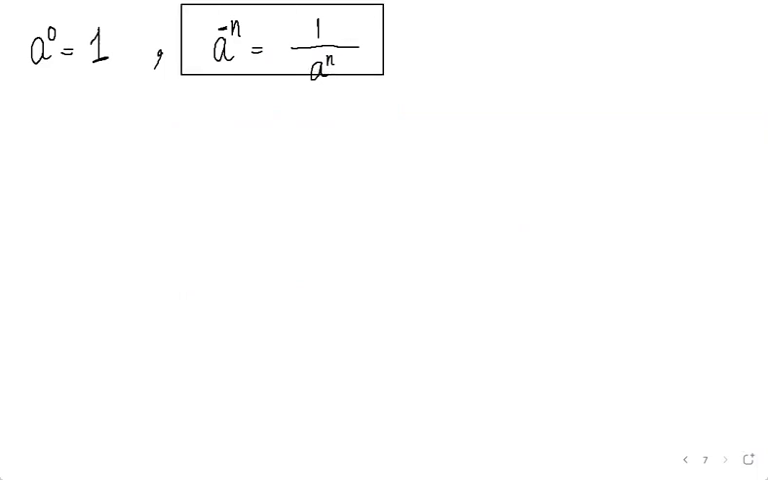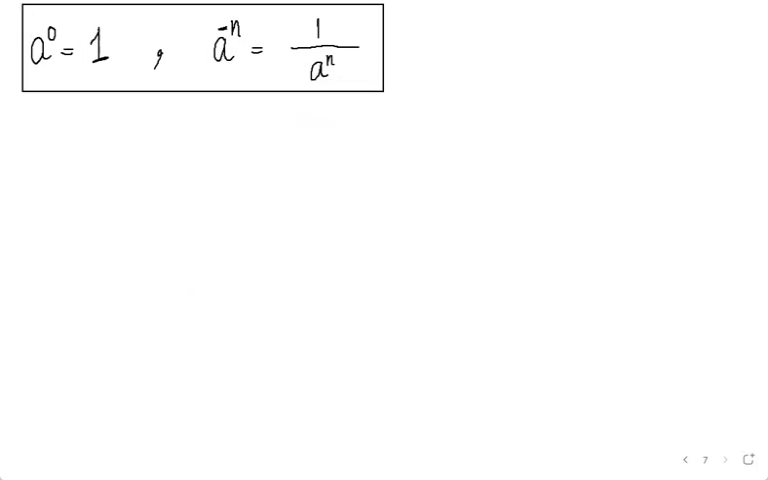So here, a to the power 0 always gives me 1. But this a is not 0. And the second thing you have to know: a to the power minus n is equal to, we flip this one, 1 over a to the n. Example.